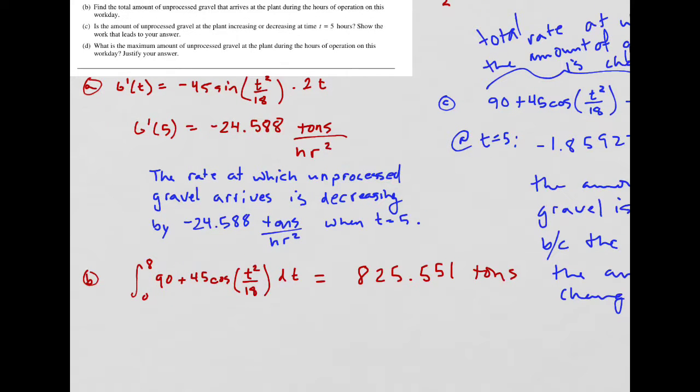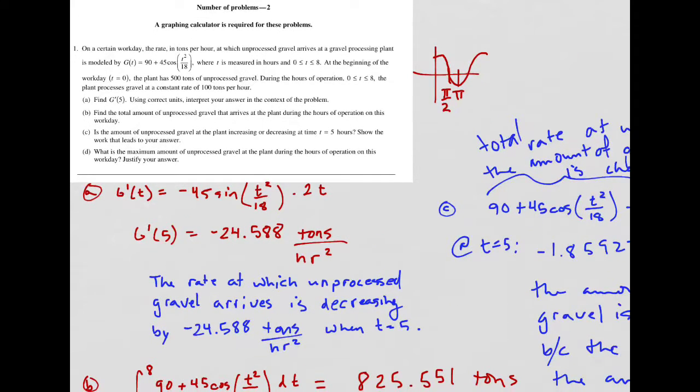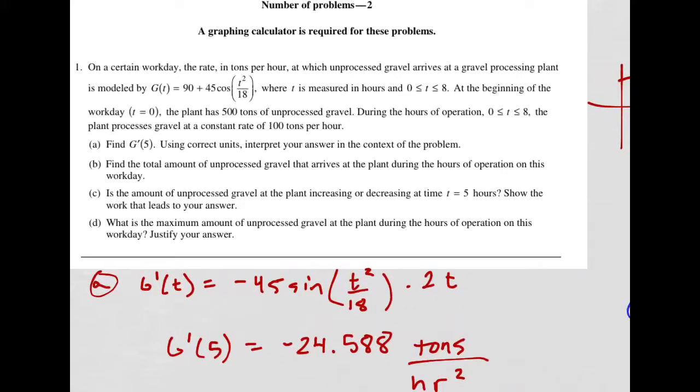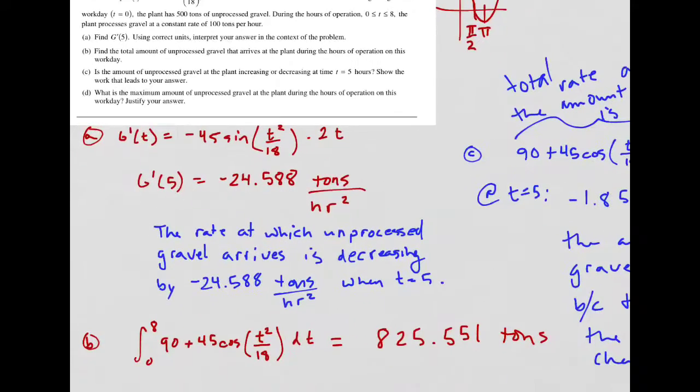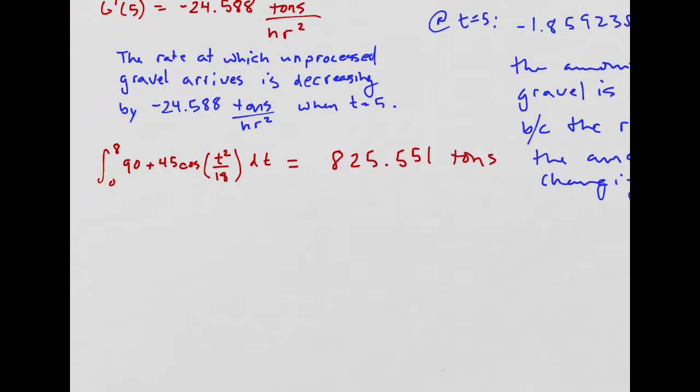But also, remember, this is just the amount that is arriving minus the amount that's leaving. So that's fine, but we start out. We can't forget this. I think a lot of people would forget this. The plant starts out with 500 tons of unprocessed gravel. And that's just an amount. That's not a rate at all.